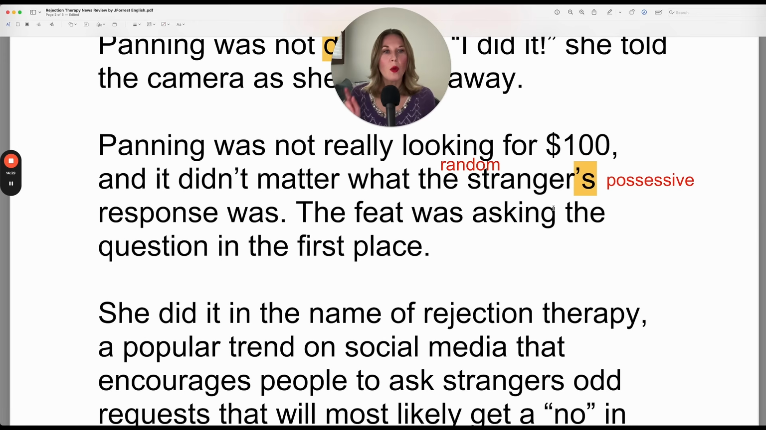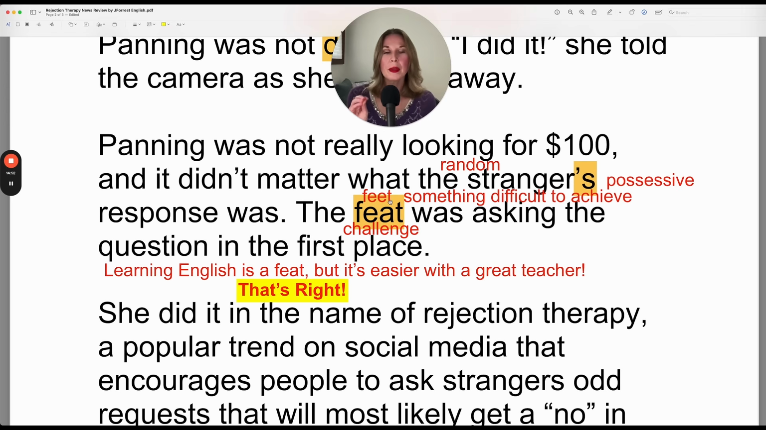The feat was asking the question in the first place. So this is the concept of rejection therapy, to purposely be rejected. The noun feat means something difficult to achieve, similar to a challenge. Notice the pronunciation is exactly the same as feet, eat, so it's that long E sound. The feat, the challenge, was asking the question in the first place.